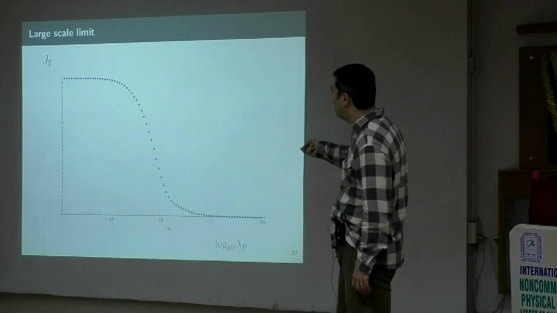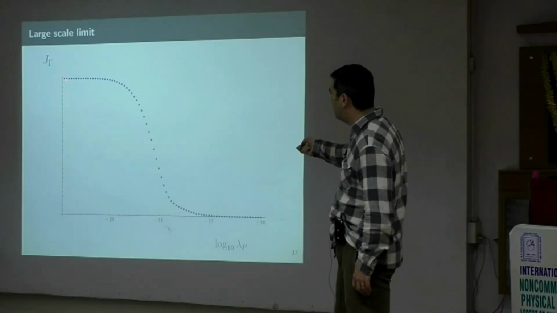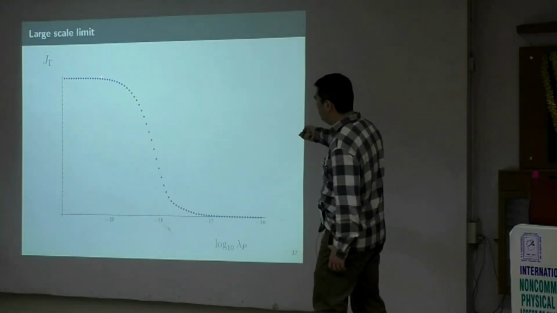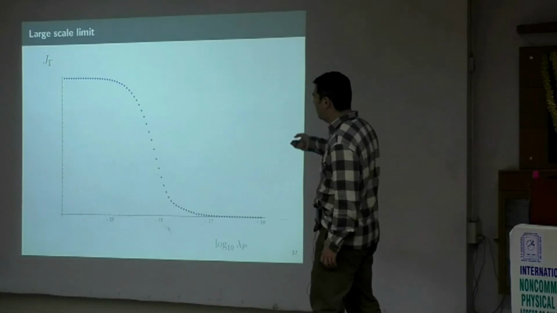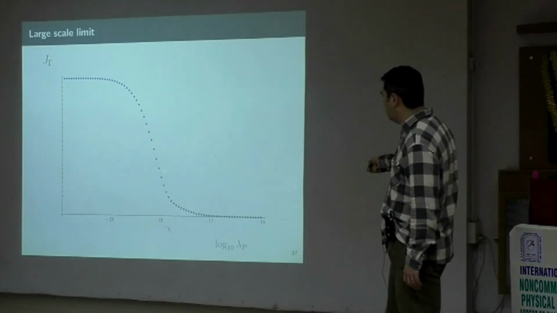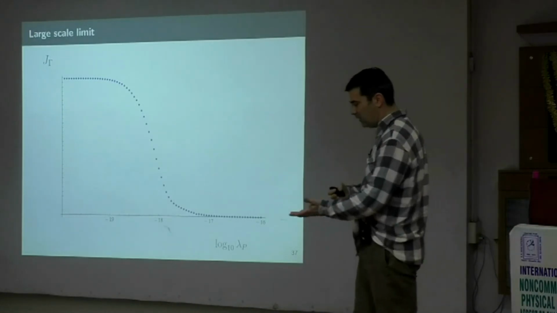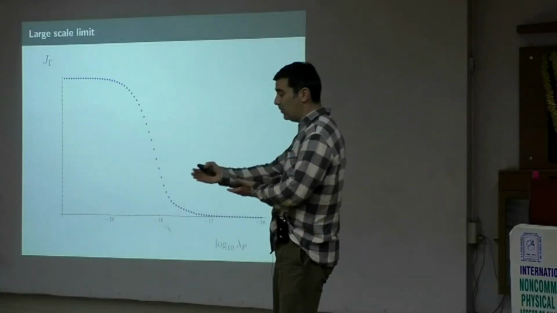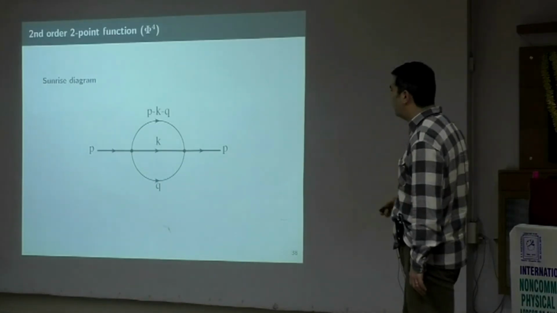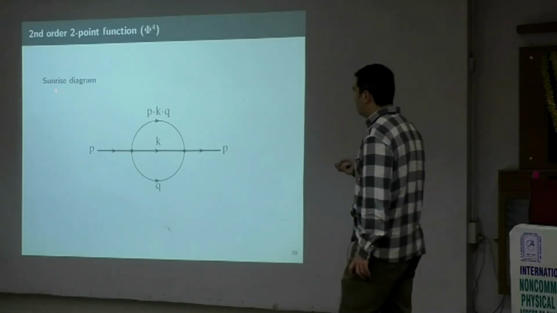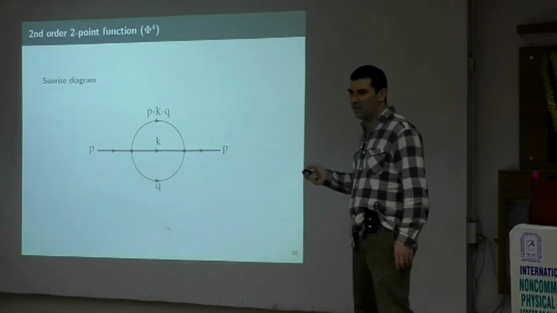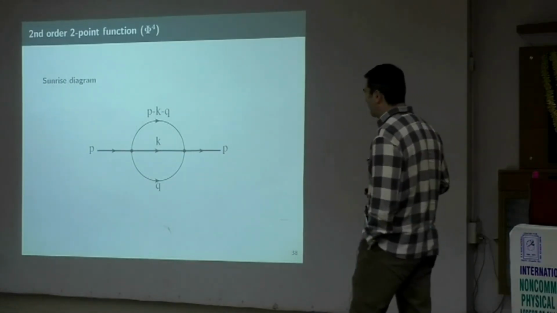But what we see is that, of course, the result we get cannot be distinguished from the result in the commutative case. It converges very rapidly to the commutative case. But this is just to check that the way we have done it is compatible with the large scale limit. And the same can be done with the sunrise diagram, which is a second order 2-point function.